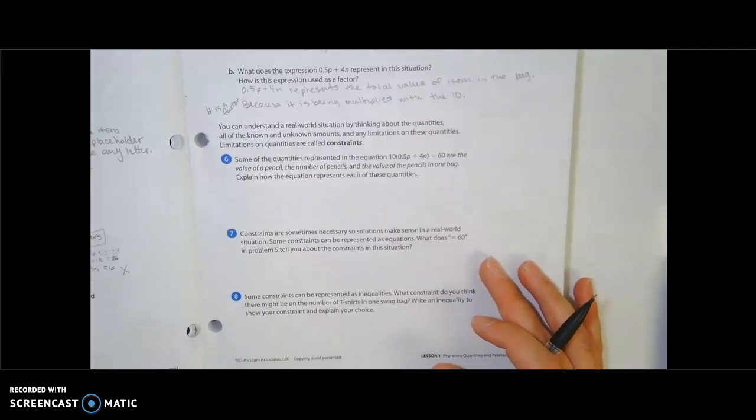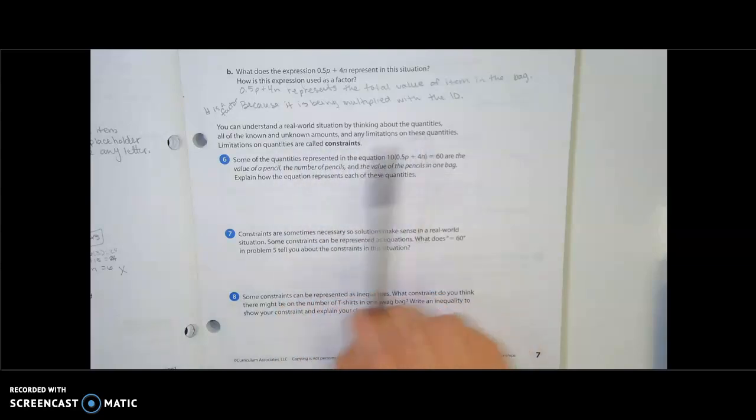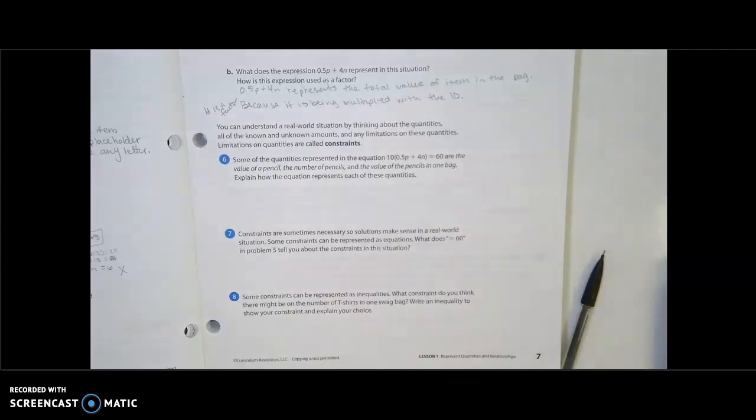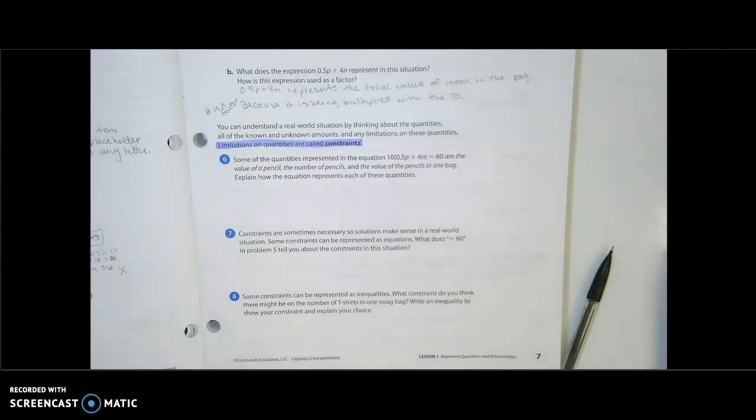Finishing up. You can understand a real-world situation by thinking about the quantities, all of the known and unknown amounts, and any limitations on these quantities. Limitations on quantities are called constraints. To me, that would be something I would highlight, if I had a highlighter on me. That is a definition right there. We've talked about some definitions, but that is definitely a definition. Limitations on quantities are called constraints. That will probably be helpful later on. Okay.